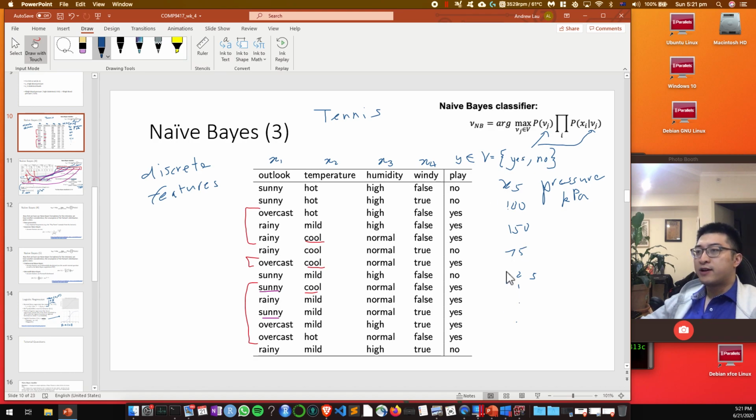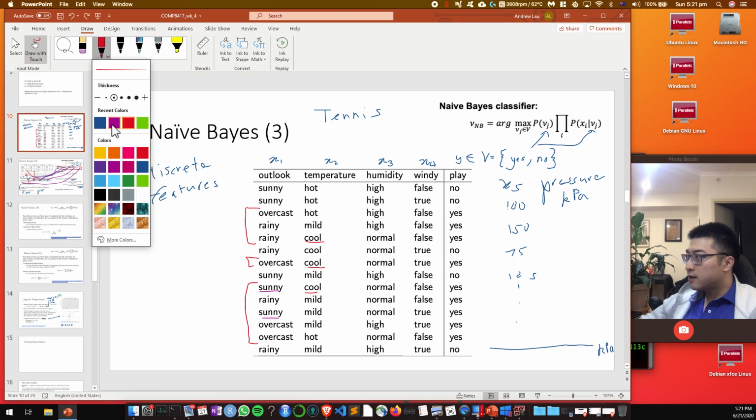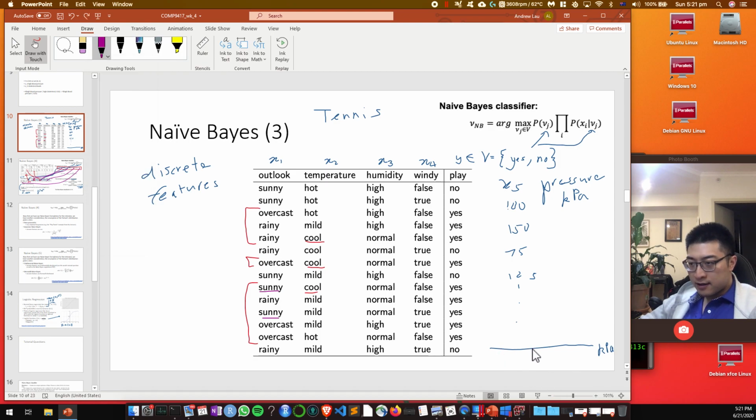So you might have another feature which looks like this. And it could be that each of these values only occurs once, right? And if you plot it out, in kPa, it might look something like this. You might have a point here. Say there's 100, 100, 125, 100. It might look something like this.